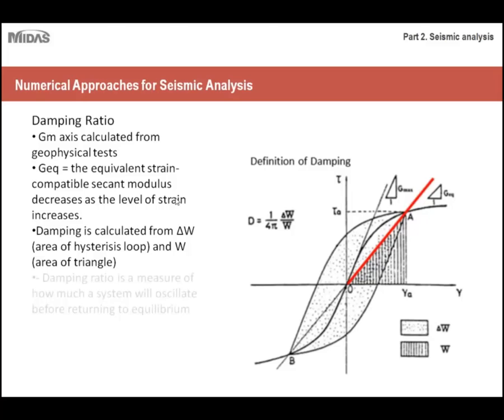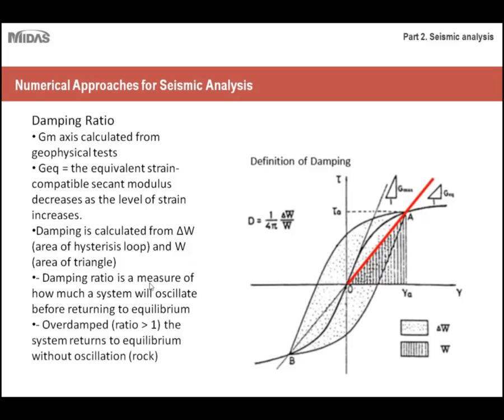So what exactly is damping? Damping ratio is a measure of how much a system will oscillate before returning to equilibrium. Just imagine a piece of soil that's being seismically loaded, that's experiencing an earthquake. Depending on how stiff or how rigid that soil is, after the earthquake is done, it'll shake a little bit, and then it'll return to its steady state or its normal state. So think of it this way.